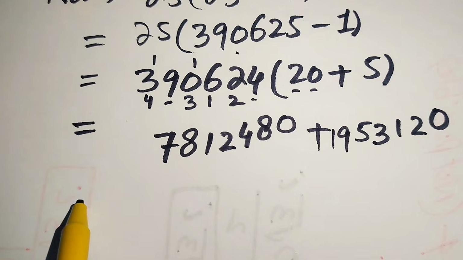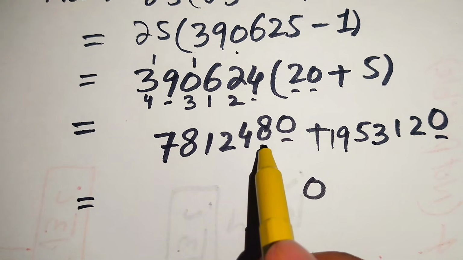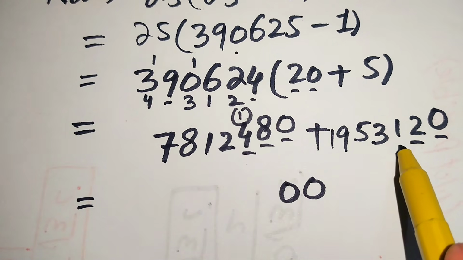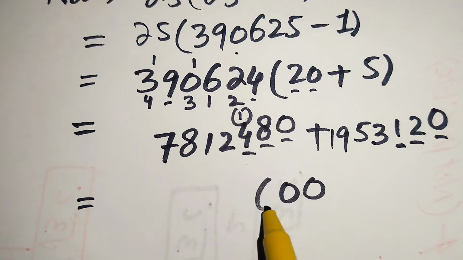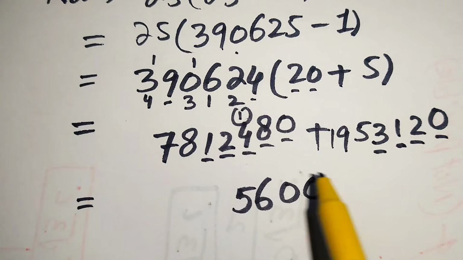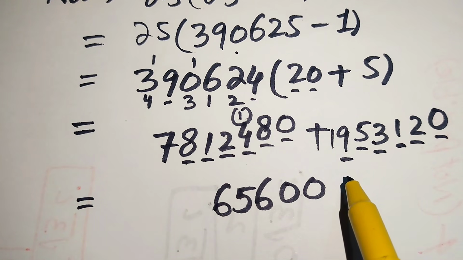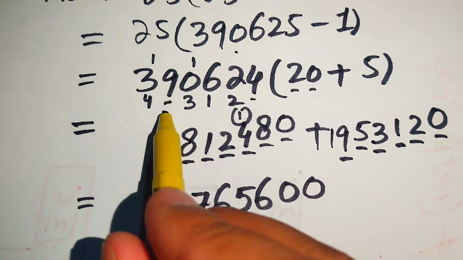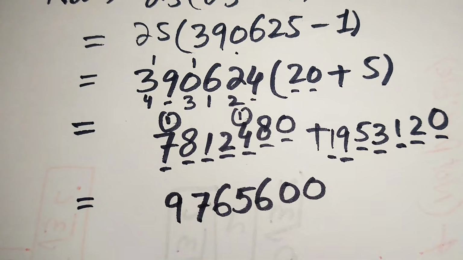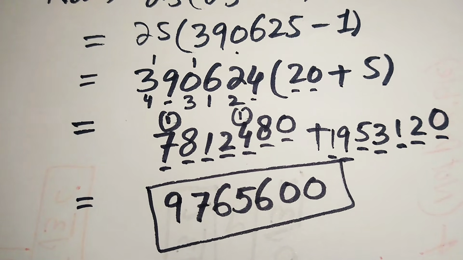And now in the final step we need to sum up all these values, and we get our final answer. We have 0 plus 0 becomes 0, 8 plus 2 becomes 10, we write 0 and carry 1, 4 plus 1 becomes 5, 5 plus 1 becomes 6, 2 plus 3 becomes 5, and 1 plus 5 becomes 6, and 8 plus 9 becomes 17, we write 7 and carry 1. So 5 plus 7 plus 1 becomes 8, 8 plus 1 becomes 9. So this is the final simplified form of the given question, and this is our final answer.